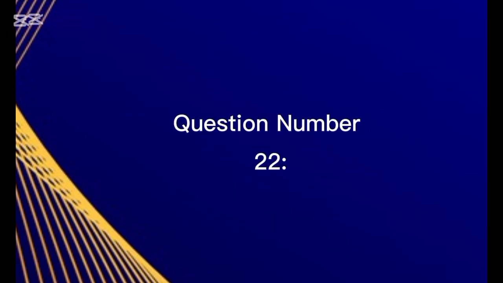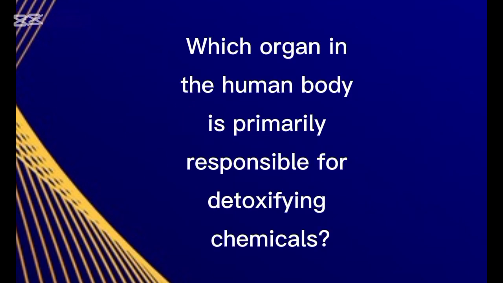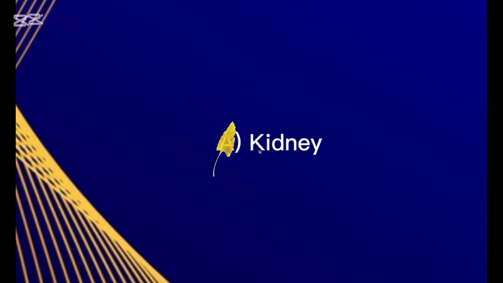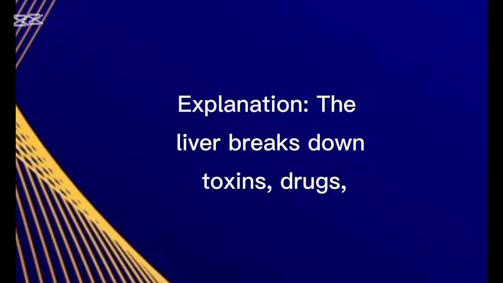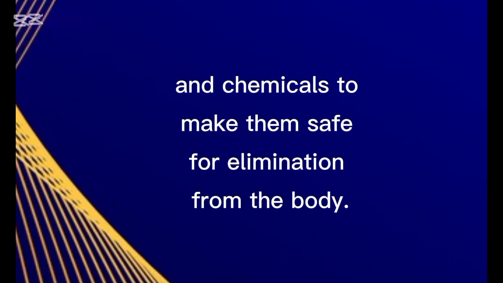Question number 22. Which organ in the human body is primarily responsible for detoxifying chemicals? A. Kidney. B. Liver. C. Heart. D. Stomach. Correct answer, B. Liver. Explanation: The liver breaks down toxins, drugs, and chemicals to make them safe for elimination from the body.